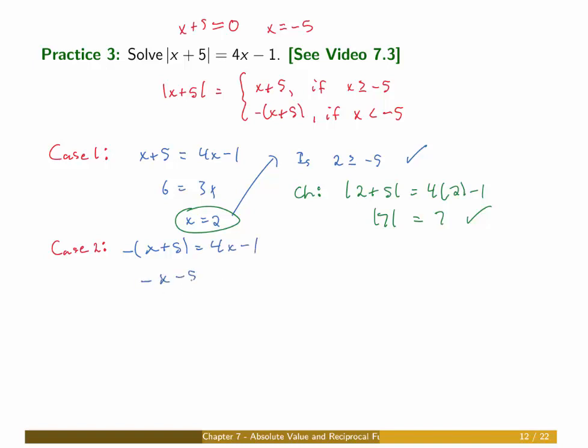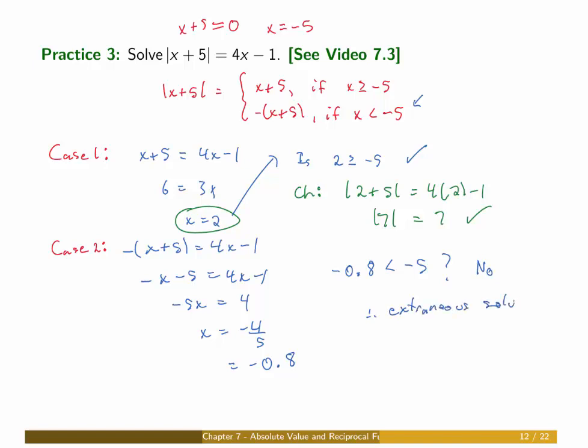Moving on to the next case, we have the following. And when we solve this, what do we get? So I'm assuming this is all comfortable for you. Negative 4 over 5, which is really equal to negative 0.8. I'm going to use the decimal so I can compare it more easily with this condition. Is that true? Is negative 0.8 less than negative 5? No. Therefore, extraneous solution. And therefore, your only solution is x equals 2.